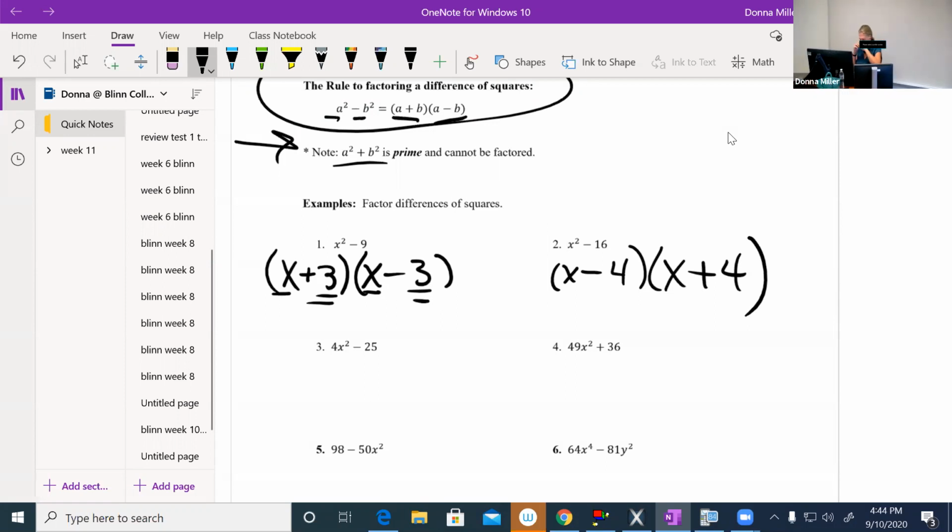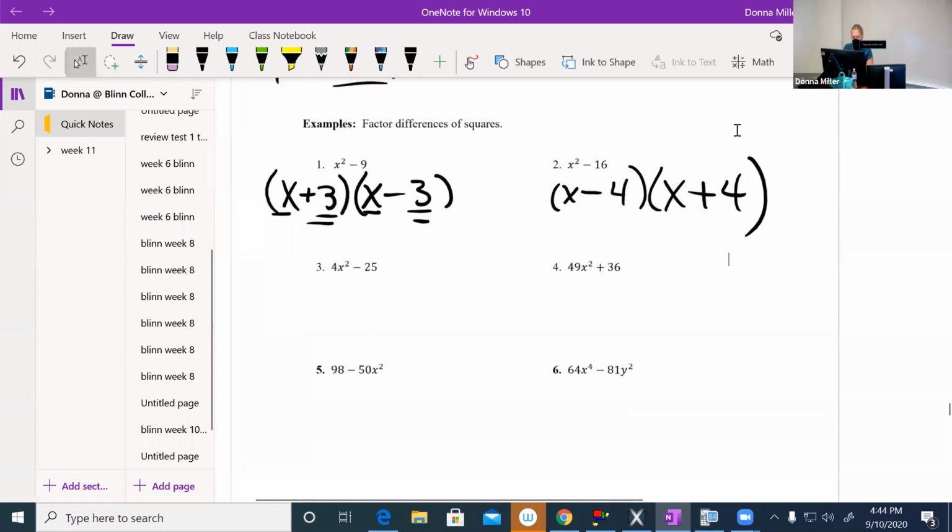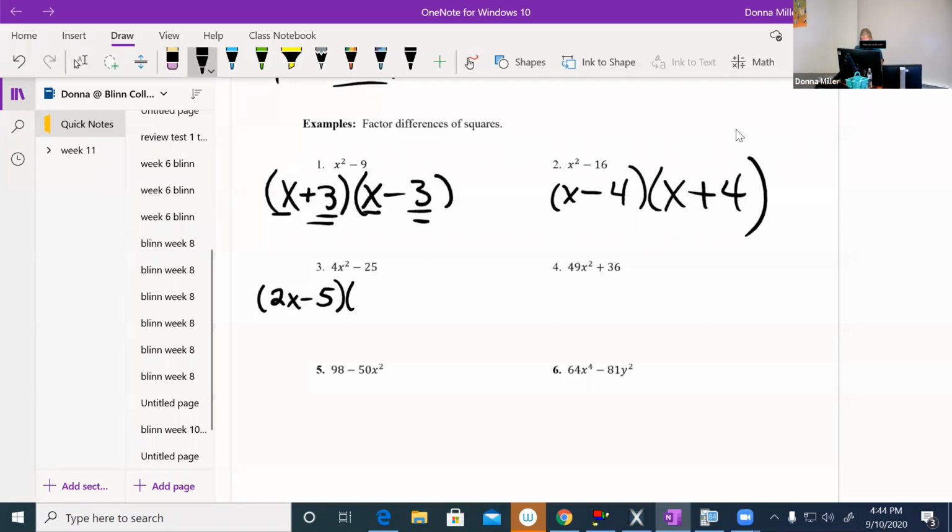All right. What about 4x squared minus 25? 2x minus 5, 2x plus 5. Good. You have to take the square roots.